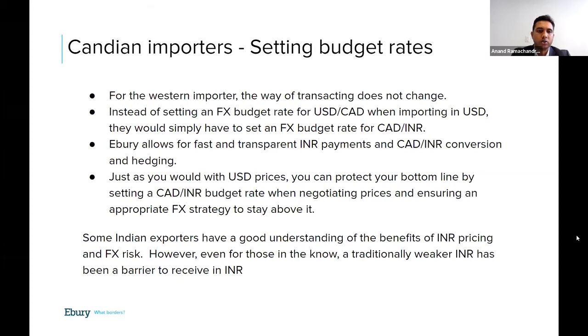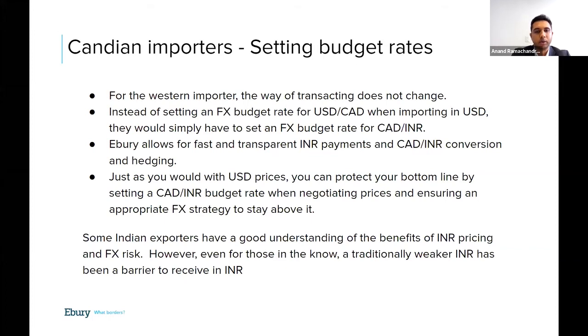Once we get through these hurdles, and once the supplier agrees to receive INR payments for their exports to you, how would you then plan your budgeting? How would you then protect your profit margins, right? So initially you were paying the supplier in US dollars or in Canadian dollars, and you were hedging that risk by creating a budget rate against dollar Canada. So if the market moves lower, you buy better than budget rate in dollar Canada and essentially protect your margins.